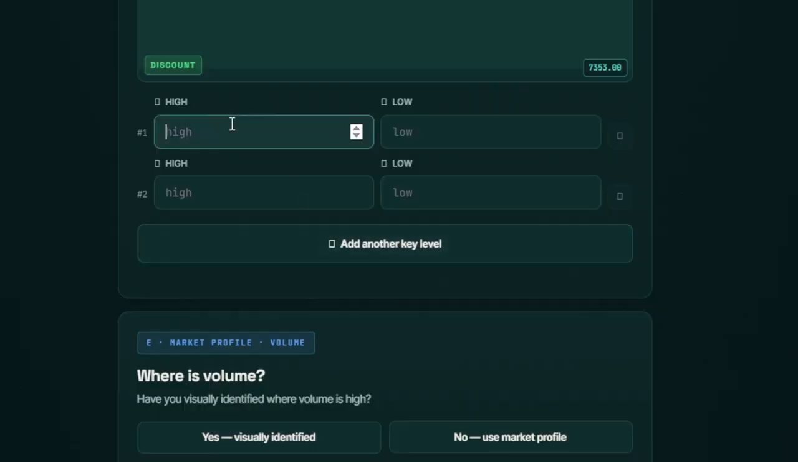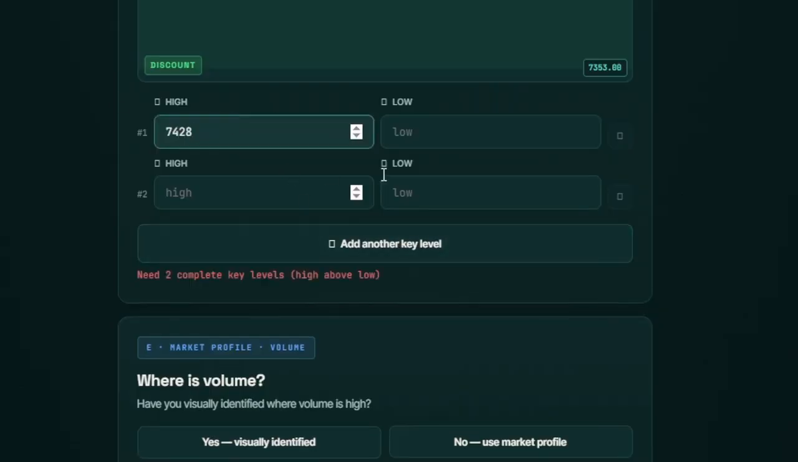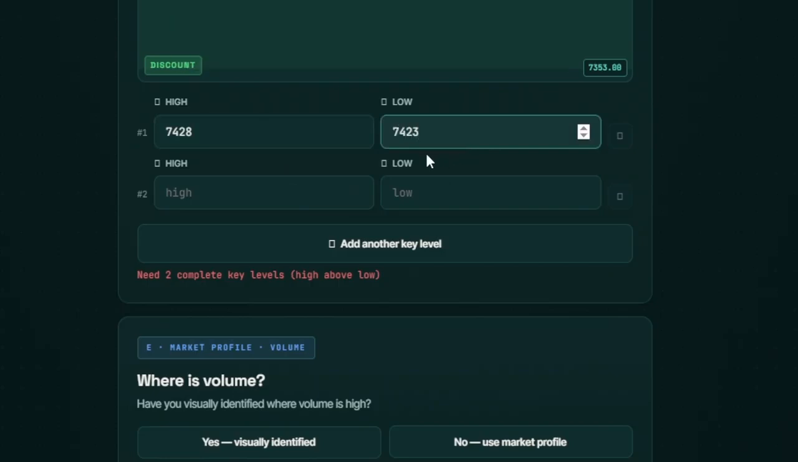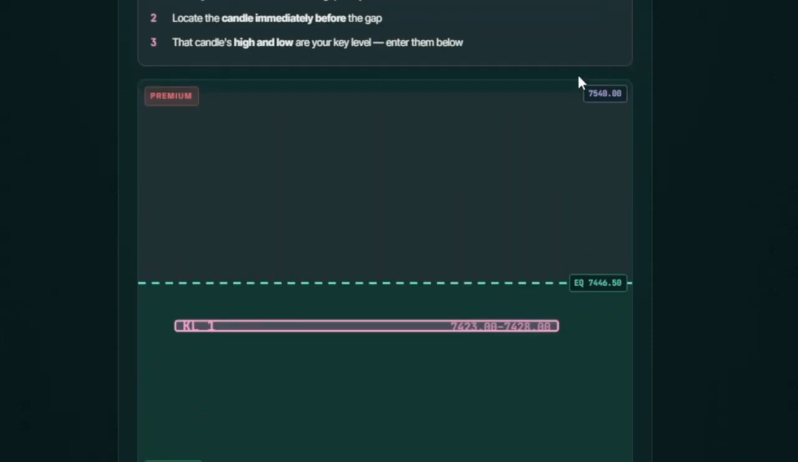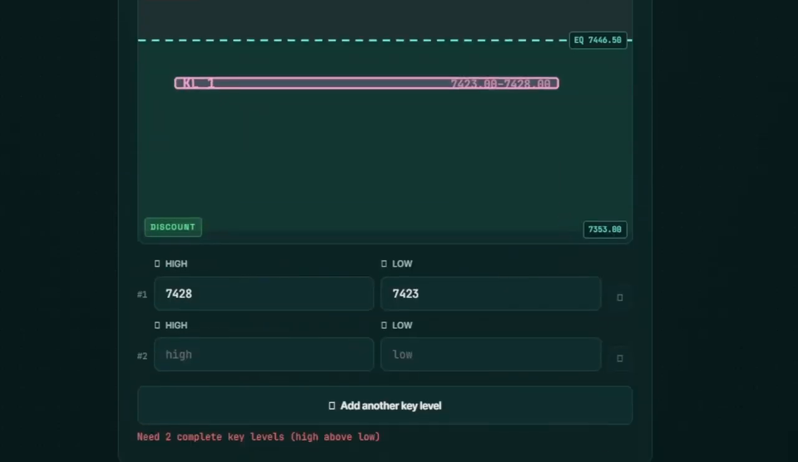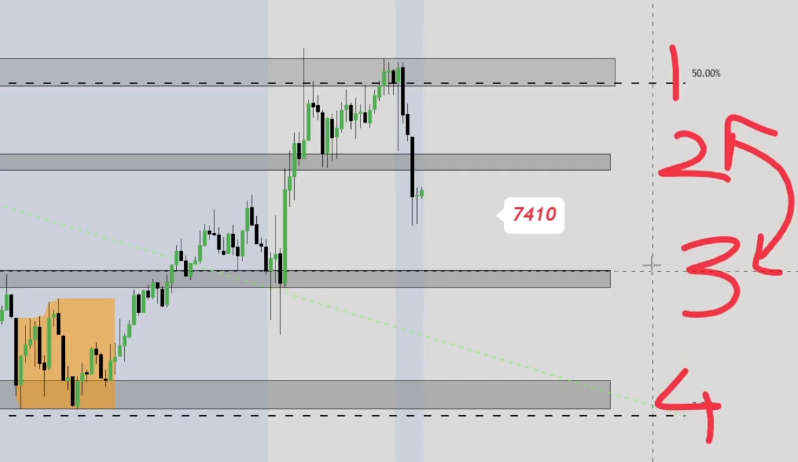So 74.28 to 74.23, okay? Once you've typed in this level, relative to your dealing range, your equilibrium, the system will tell you that this key level is in discount. It is below the equilibrium. So it is a very clear and visual way for you to see whether you should be buying or selling. Simple.